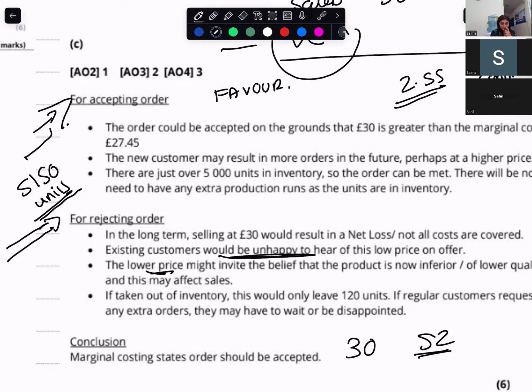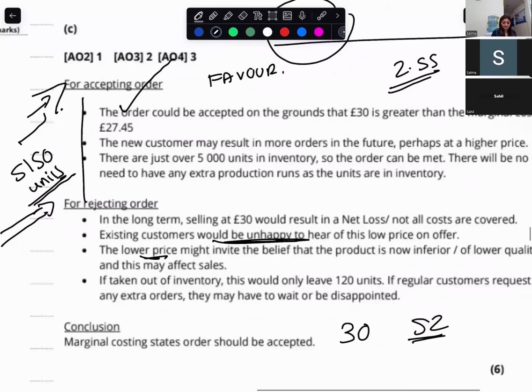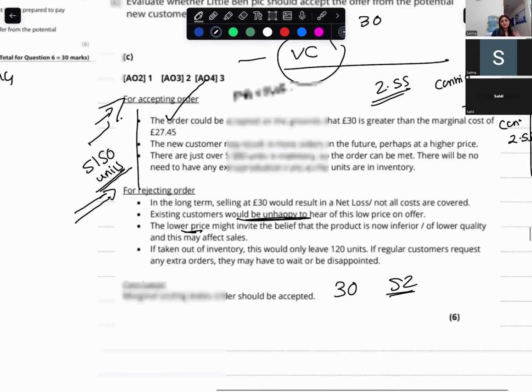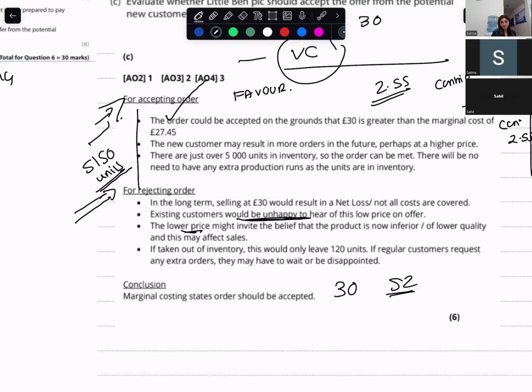So the financial factors tell me you should accept the order. But there are other ethical and moral factors which tell me you should reject the order. You could also say that since you're using marginal costing to calculate it, it's only good for the short term. Any answer is okay. Any conclusion is okay, because you're giving points in favor, you're giving points for rejecting, you're giving points for accepting.